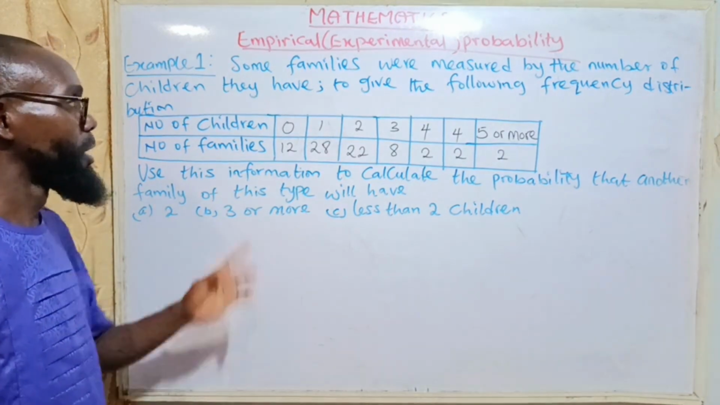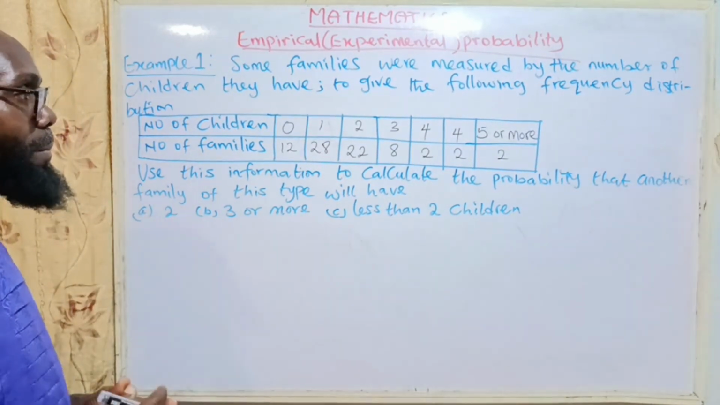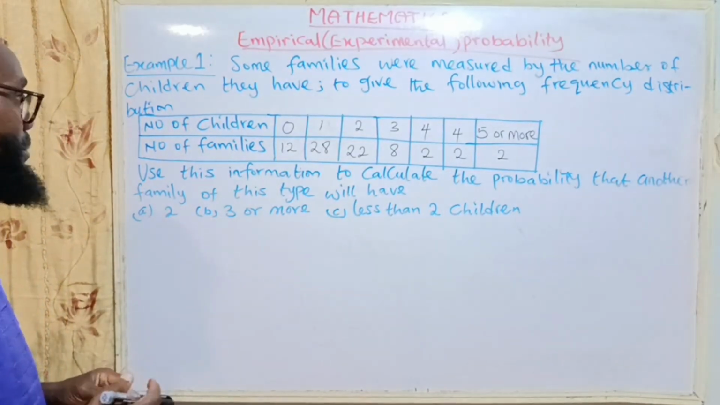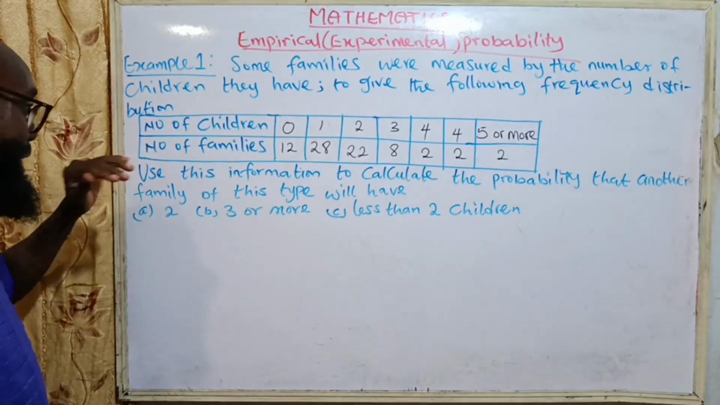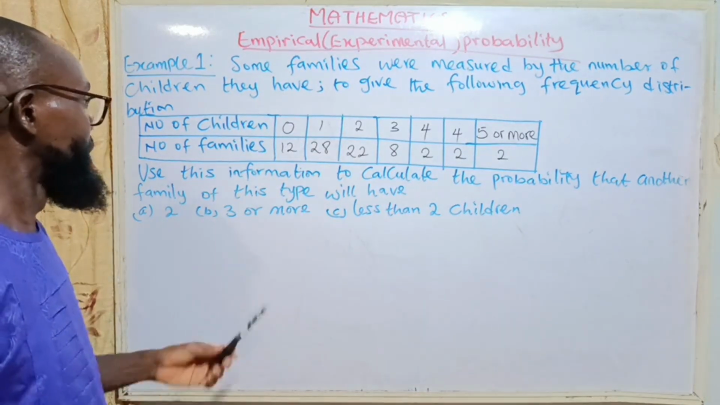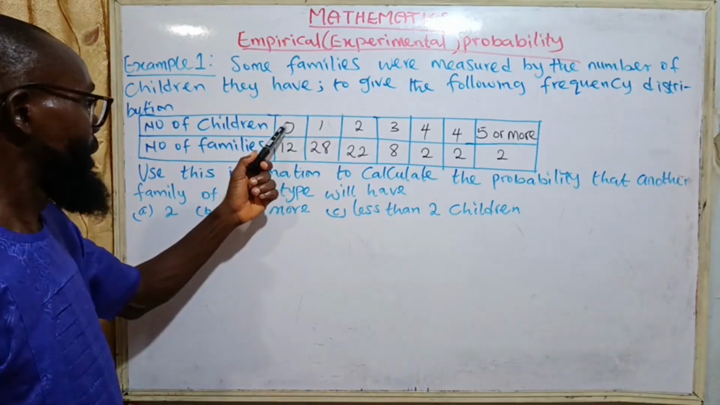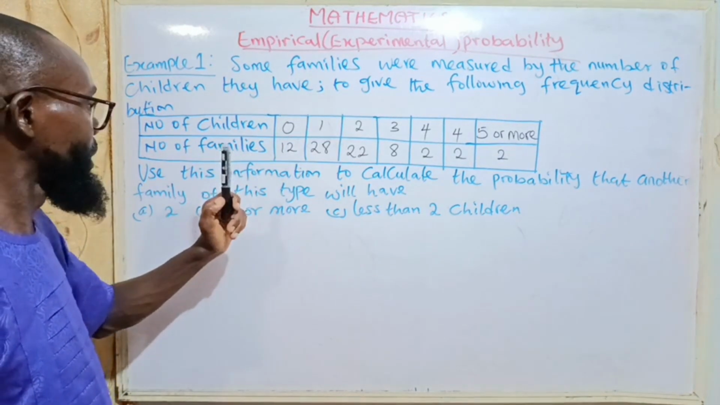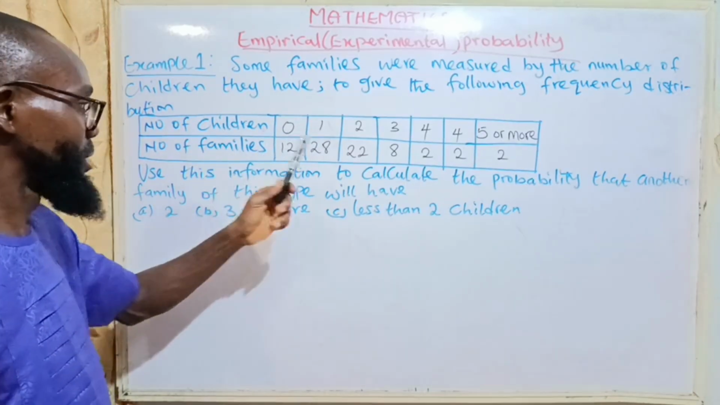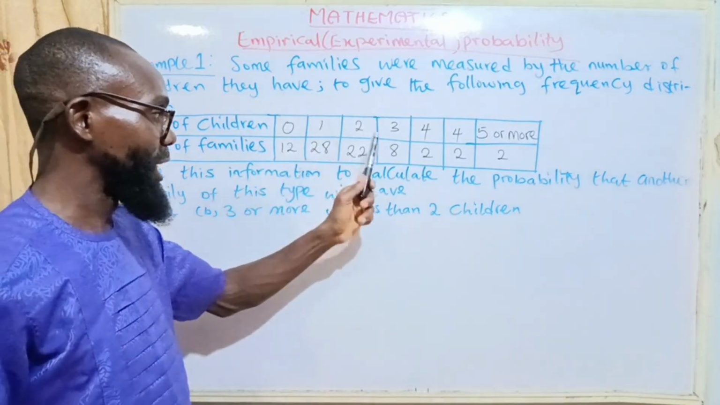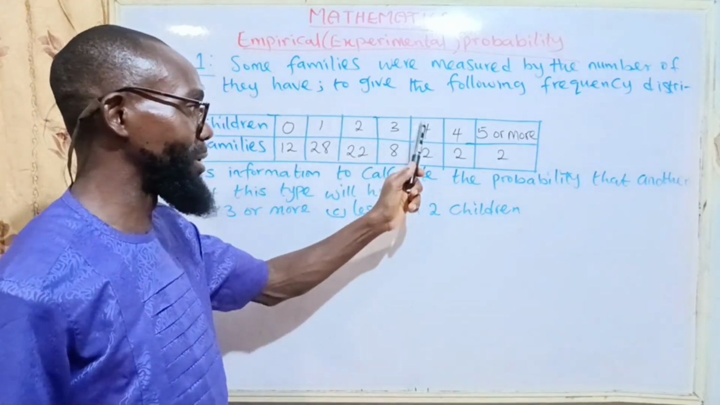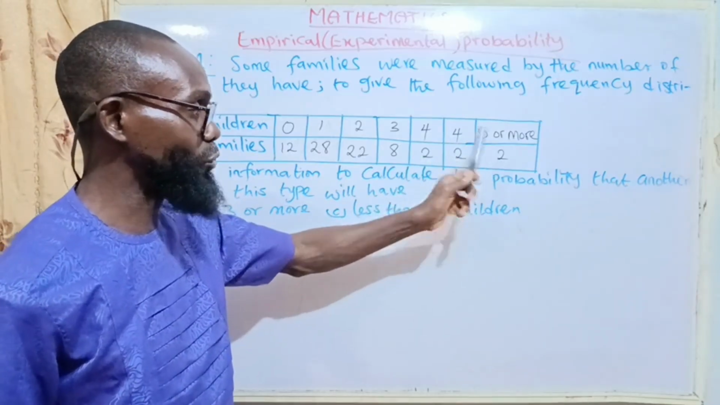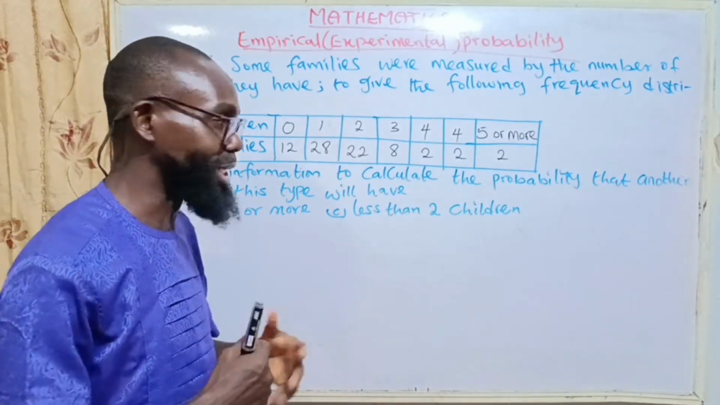Example 1. Some families were measured by the number of children they have. Given the following frequency distribution: number of children and number of families. At 0 children, we have 12 families. We have 28 families that have 1 child, 22 families that have 2 children, 8 families that have 3 children, 2 families with 4 children, and another 2 families with 5 or more children.